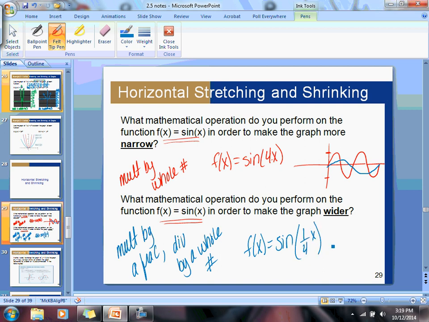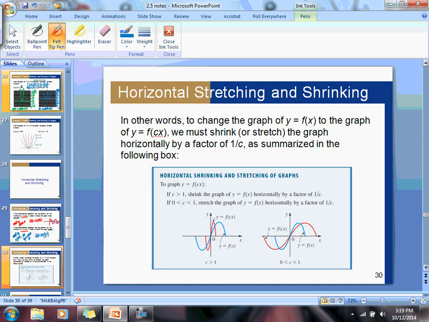And we will be doing graphs like this later on in the year. We will be dealing with sine and cosine and tangent graphs. So we will be coming back to these concepts. But this is just a good graph to really visualize the movement on the x-axis, the stretching and the shrinking. And the book pictures do a really good job of illustrating this as well.